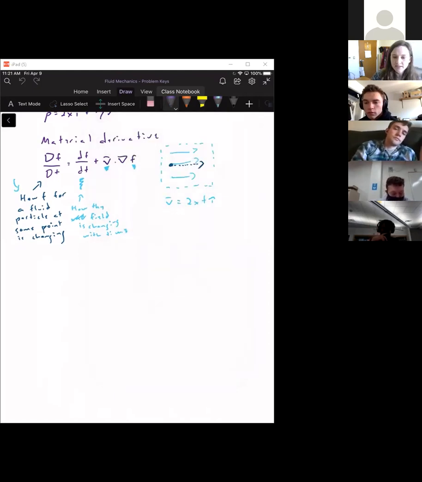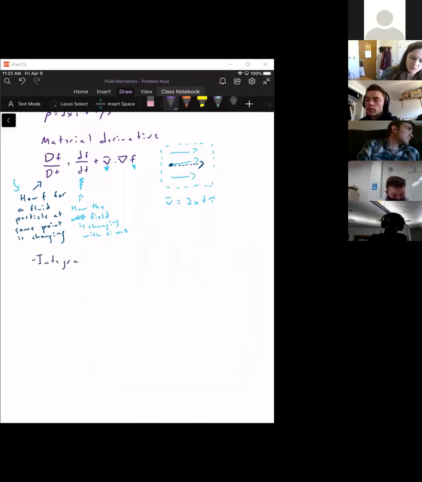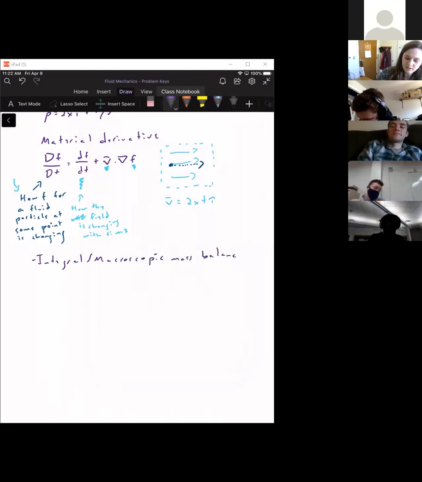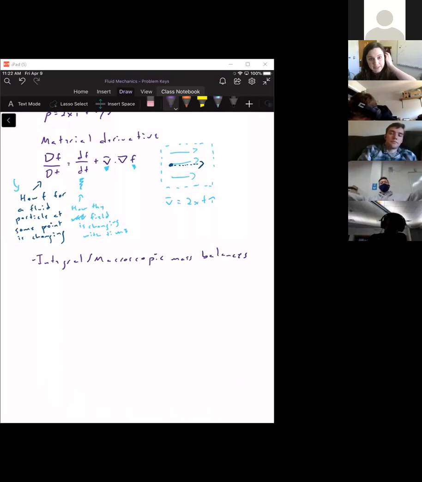After that, we talked about mass balances. And we started with integral or macroscopic mass balances. You were already pretty familiar with steady state mass balances, where some stuff flows in, some other stuff flows out, and it's all steady state. So we did some problems with non-steady state mass balances.